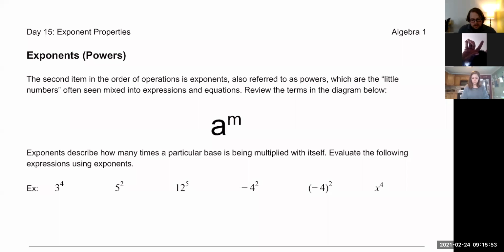So today we are starting our fourth unit of this class, which is all things polynomials and quadratics. And these are terms that we'll cover in more detail later. But what we use a lot of to accomplish these tasks has to do with exponents.